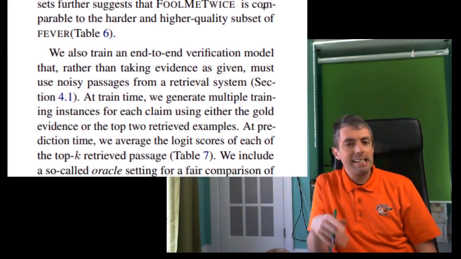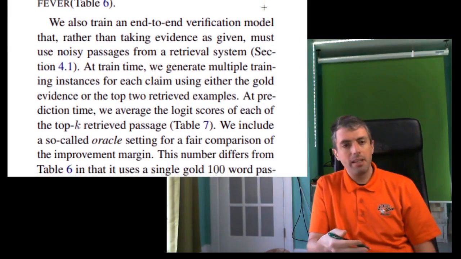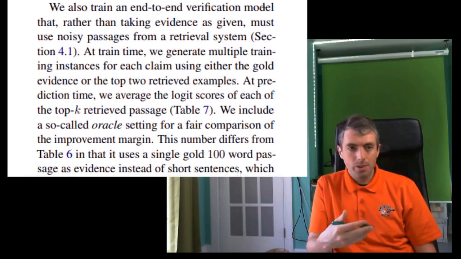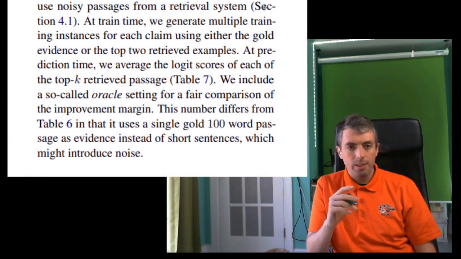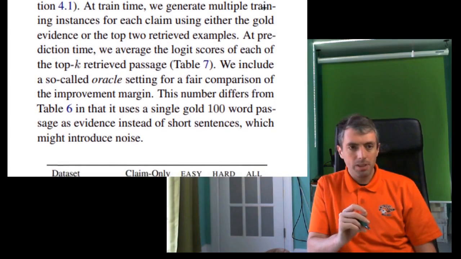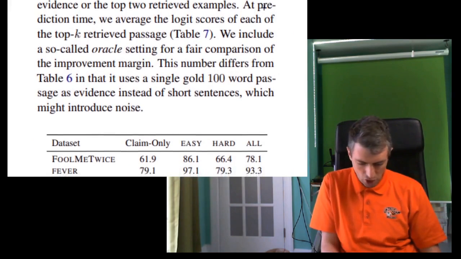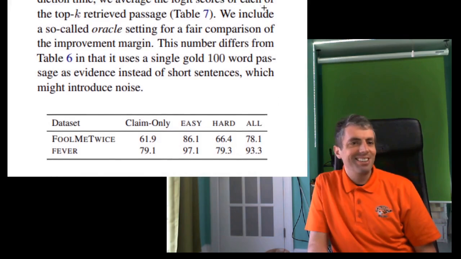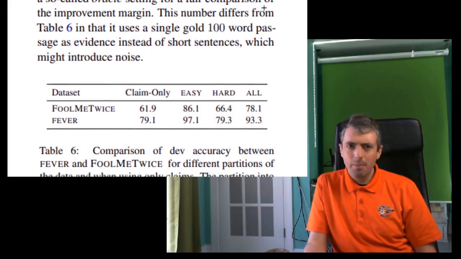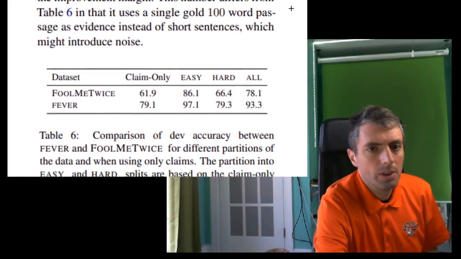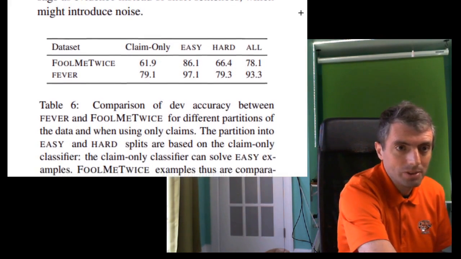We also train an end-to-end verification model that, rather than taking evidence as a given, must use noisy passages from a retrieval system. At train time, we generate multiple training instances for each claim using either the gold evidence or the top 2 retrieved examples. At prediction time, we average the logit scores of each of the top K retrieved passages. We include a so-called oracle setting for a fair comparison of the improvement margin. This number differs from Table 6 in that it uses a single gold 100-word passage as evidence, instead of short sentences, which might introduce noise.